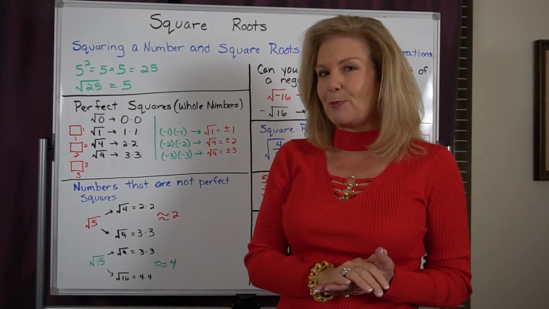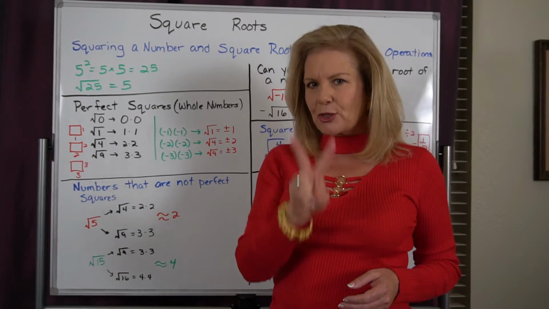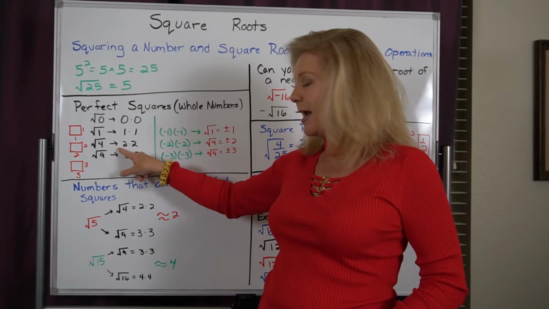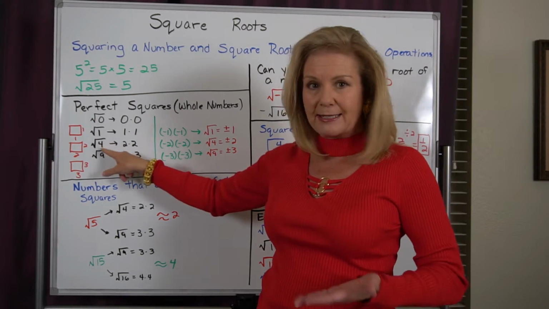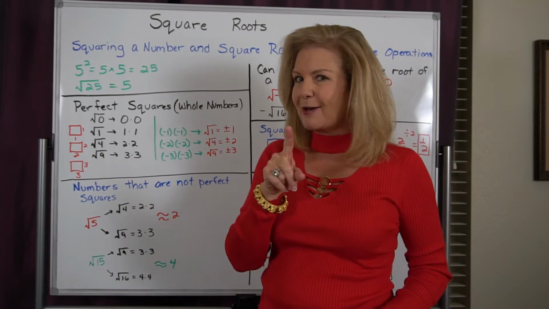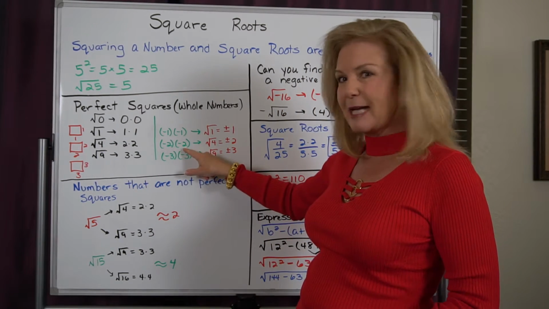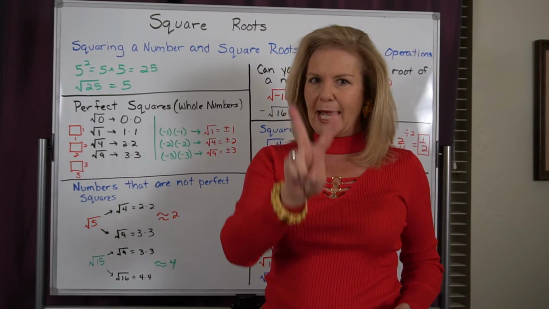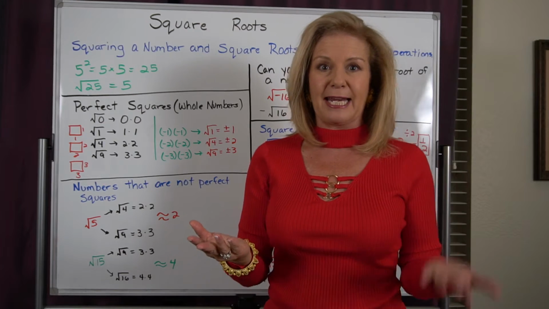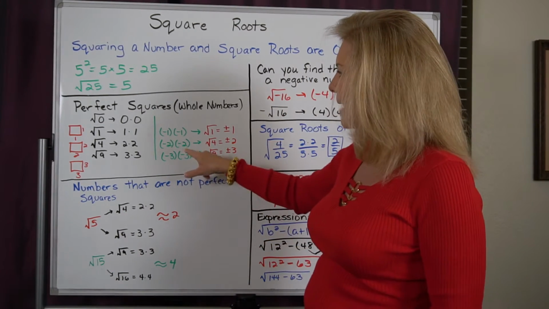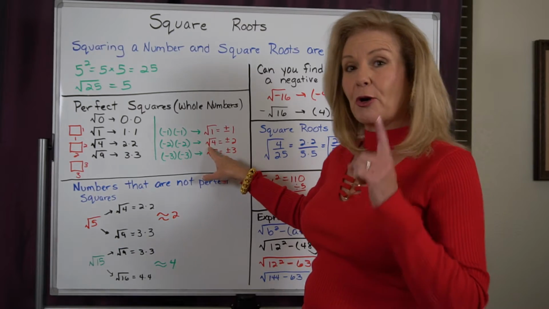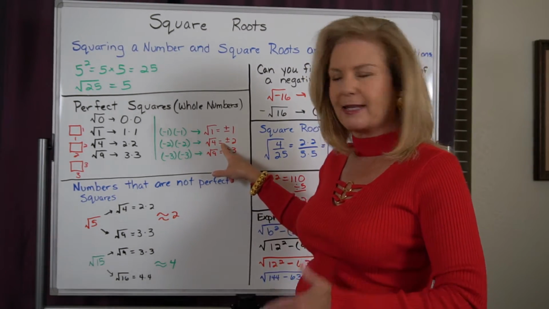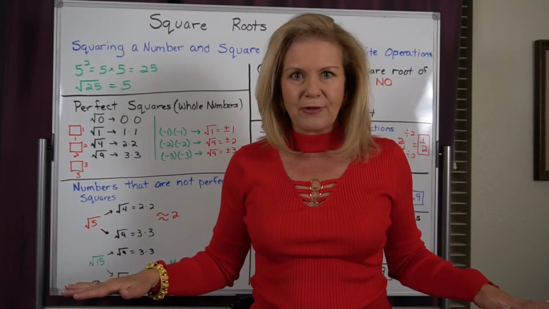Now, what most people don't realize is that there's two ways to get a positive whole number. So yes, I can do positive 2 times positive 2 equals 4, but what I can also do is negative 2 times negative 2. So perfect squares actually have two answers, both a positive answer and a negative answer. So when we talk about the square root of 4, our correct answer would be plus or minus 2, meaning positive and negative 2. So all perfect squares have that.